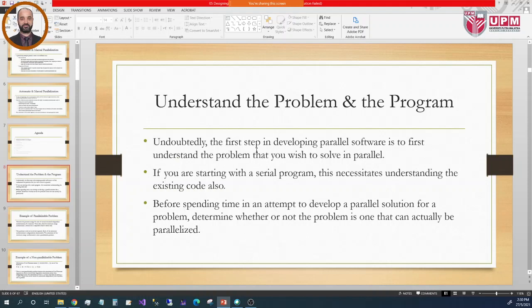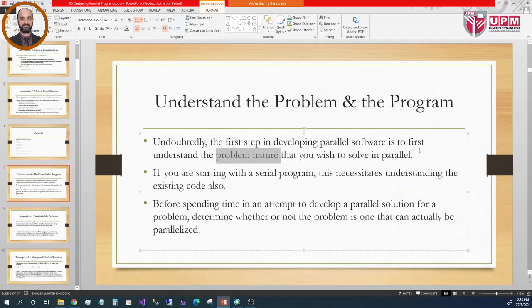Okay, undoubtedly, the first step in developing parallel software is to first understand the nature of the problem that you wish to solve in parallel. So if the problem could be solved in parallel, then we go ahead. Otherwise, if the problem cannot be solved in parallel, because the nature of the problem is sequential, then there is no point to think about parallelization. It's wasting our time, actually. So that's why we need to forget about parallel sometimes. Okay?